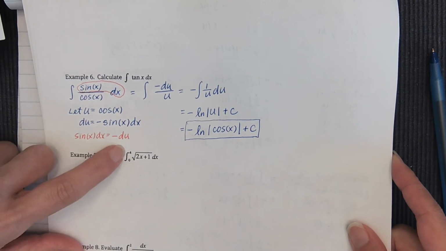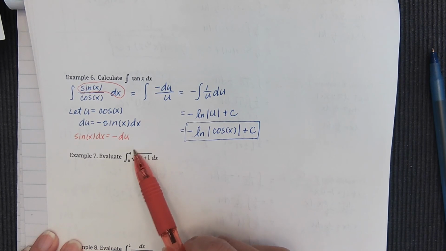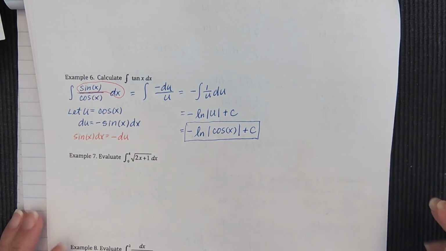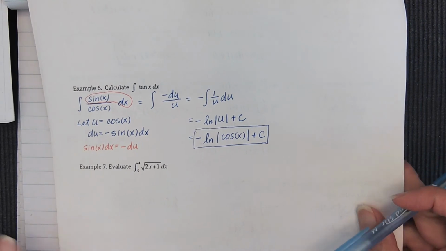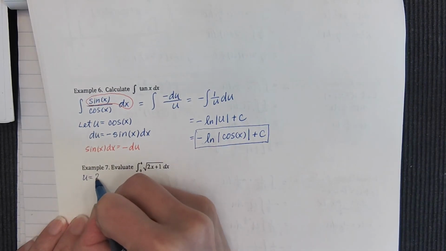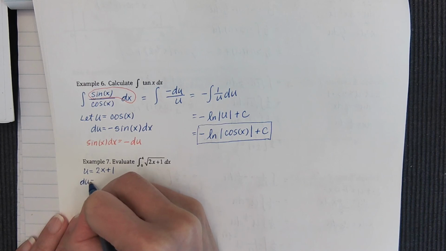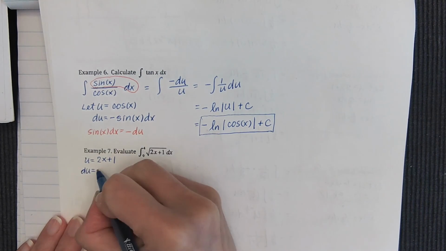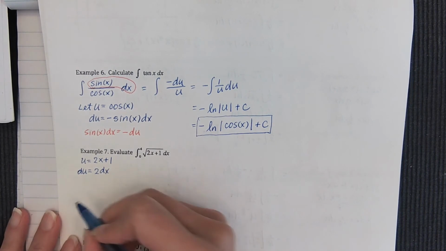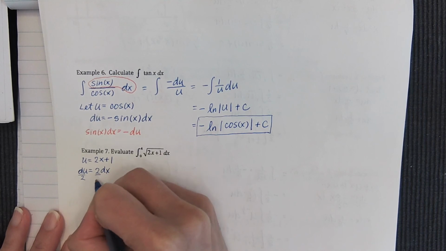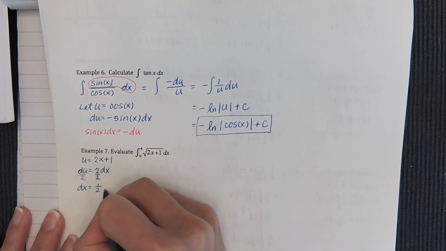Now I have defined limits, 0 to 4. Still I should do the u sub though. So what's the u equal in this case? 2x plus 1. Yes, u equals 2x plus 1. Then what's the du? In this case, just 2 dx. So what's the dx? Divide by 2. So dx equals 1 over 2 du.